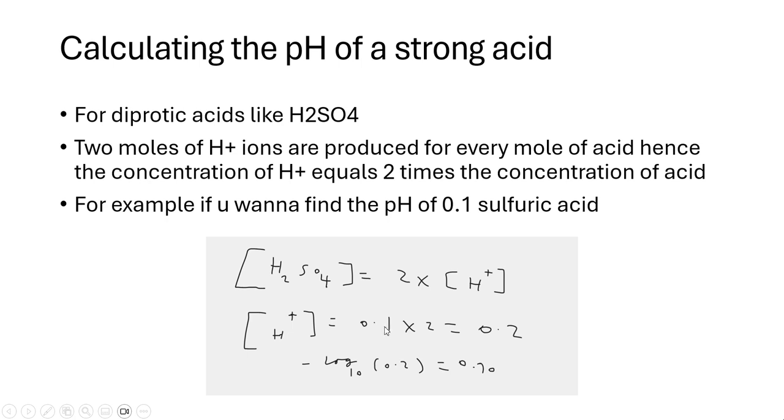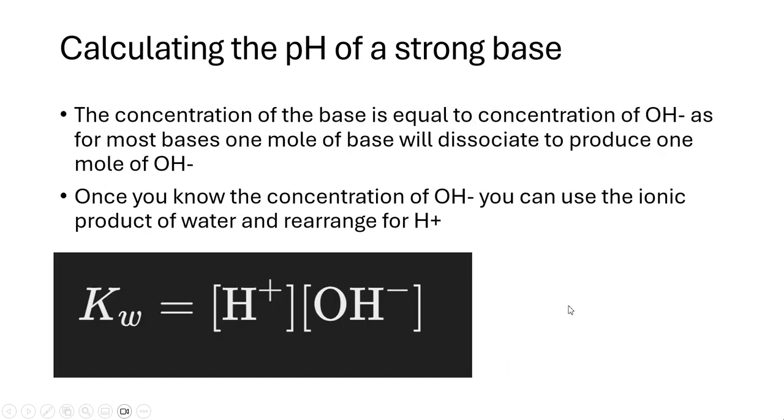So H+ is equal to 0.1 times 2 equals 0.2. The 2 actually should be on the other side effectively, but you get the point in it. The point is that I'm saying that you need to times the concentration of acid by 2. And that's going to give you 0.2. And then you're going to take minus log10 of 0.2 to get the pH, which is 0.7. Again, this is a strong acid, so it's expected, yeah?